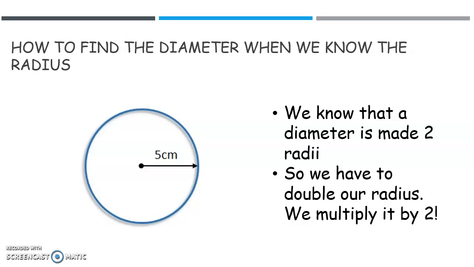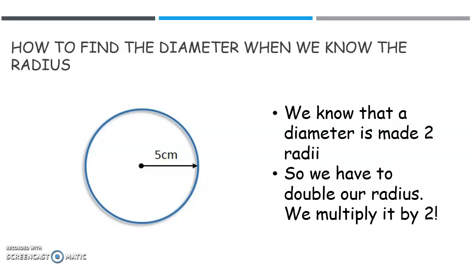Okay, so now we want to find out how do we find the diameter when we know what the radius is. You see in our picture here, we have a circle that has a radius of 5 centimeters. Well, we know that a diameter is made up of 2 radii. So if I wanted to draw the diameter for this circle, I have half of it drawn already. I just keep going to the other side of the circumference. Because remember, our diameter is a straight line that goes from one side of the circumference, passes through the center point, and goes to the other side of the circumference.